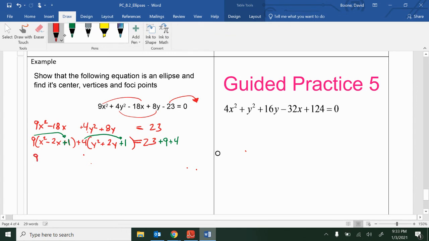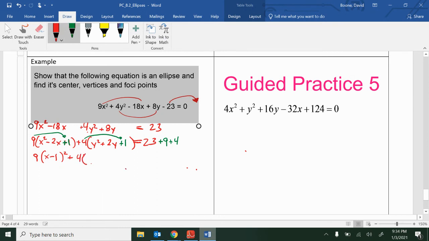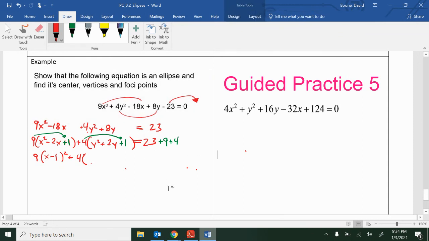So now I can rewrite this, because every perfect square trinomial factors into a binomial squared. This number here is always half of that b value. Same thing here, again looking at every perfect square trinomial, it can be factored into a binomial squared. Again, this number right here is always half of that b value. Then over here we've got 23 plus 9, which is 32, plus 4 is 36.